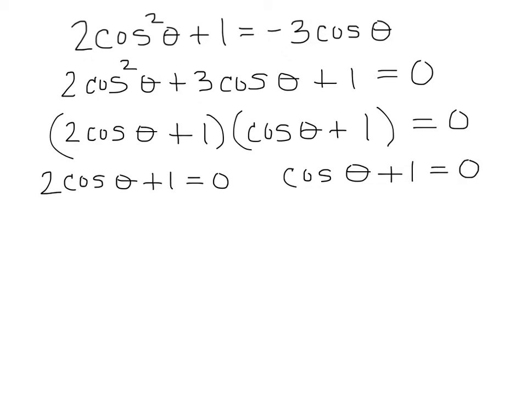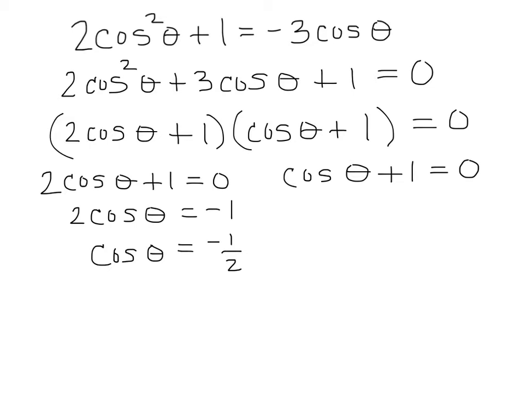Subtract the 1 and you get 2 cosine of theta equals negative 1. Divide by 2 and you get cosine of theta is equal to negative 1/2. Using my reference triangle, I know that the cosine is 1/2 at a 60-degree angle. Now, I need cosine to be negative.